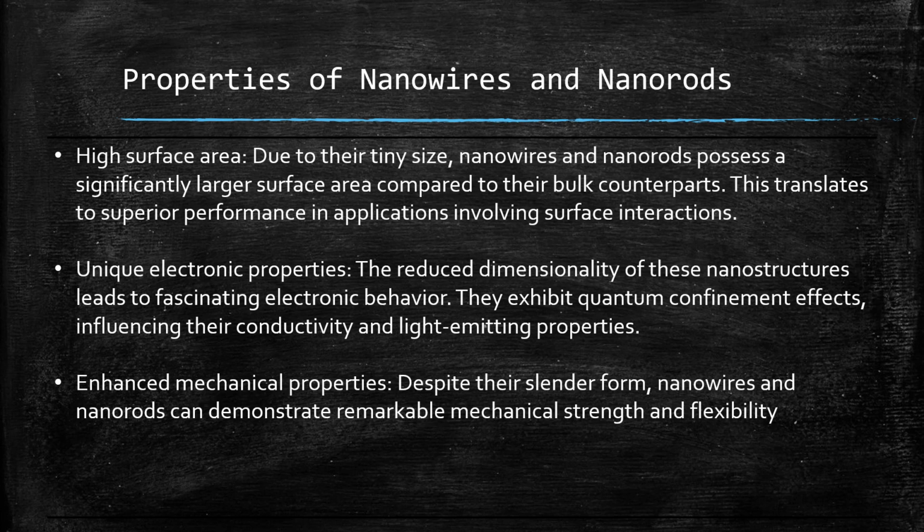Next come the mechanical properties, high strength to weight ratio. Despite their small size, nanowires and nanorods demonstrate remarkable mechanical strength and flexibility due to fewer defects and high aspect ratio. Next come the optical properties, light absorption and emission. Quantum confinement allows absorption and emission of light at specific wavelengths, making them useful in LEDs, lasers, and solar cells. Next, surface properties, high surface area. Then additional properties, namely biocompatibility and tunability.